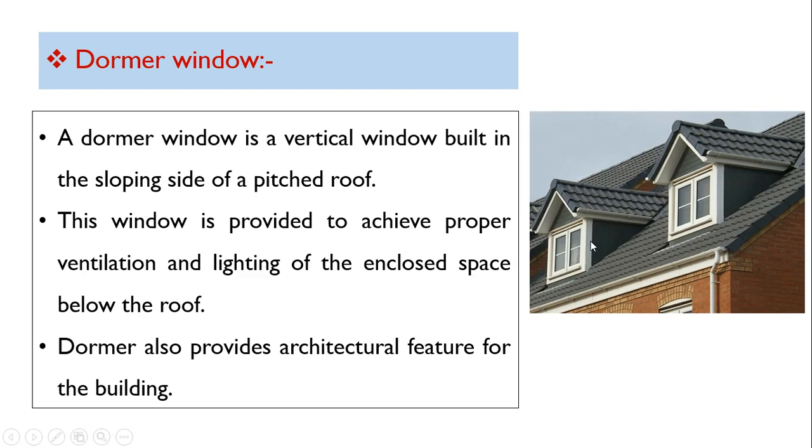It improves the elegance of the building. It beautifies the roof. This window is provided to achieve proper ventilation and lighting of the enclosed space below the roof. Dormer also provides an architectural feature of the building. So this type of window is normally preferred in the case of a sloping roof.